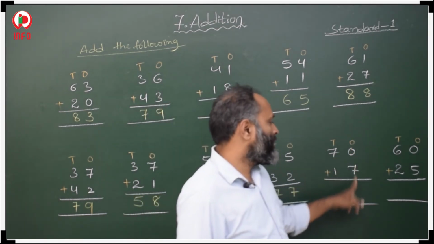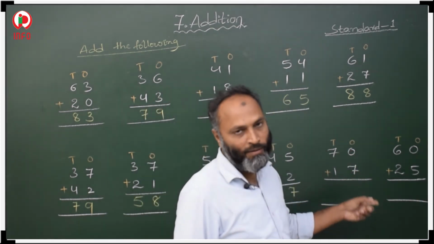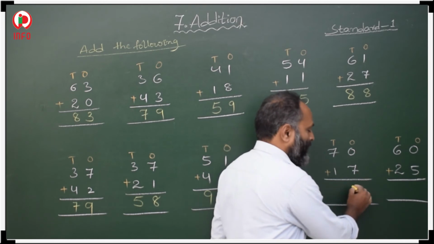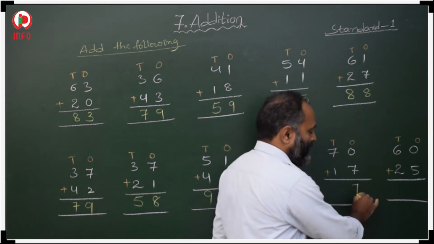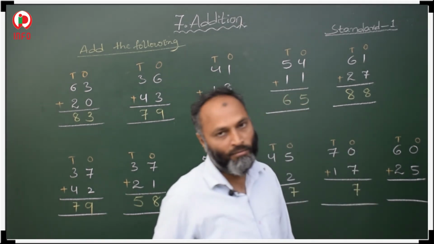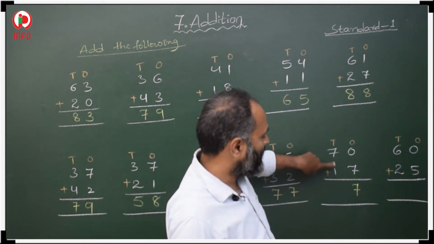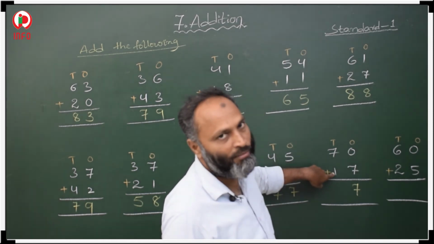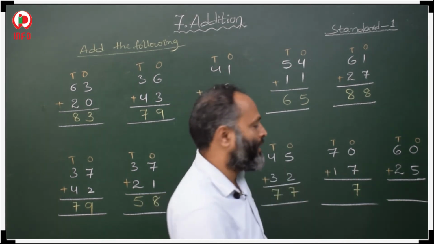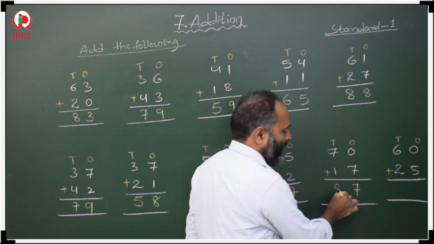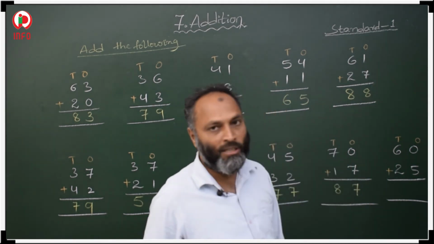Now here 0 plus 7 is 7 only. If 0 is added to any number, the number itself is the answer. So that 7 you have to write in the ones column. Next, the tens column. In the tens column, 7 plus 1. If 1 is added to any number, we get the very next number. 7 plus 1 is 8, and we have to write 8 in the tens column.